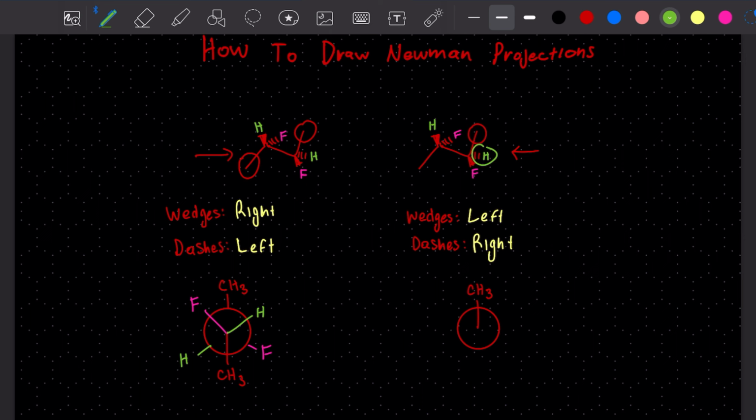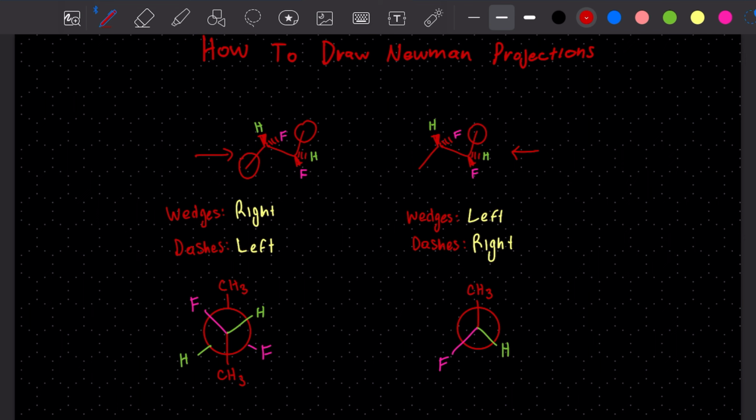Now, this time our hydrogen is on a dash. And remember, from that perspective, dashes go to the right. So our hydrogen this time is going to go to the right for our front carbon. Our fluorine is on a wedge, and this time wedges go to the left. So our fluorine is going to go to the left side, like that.